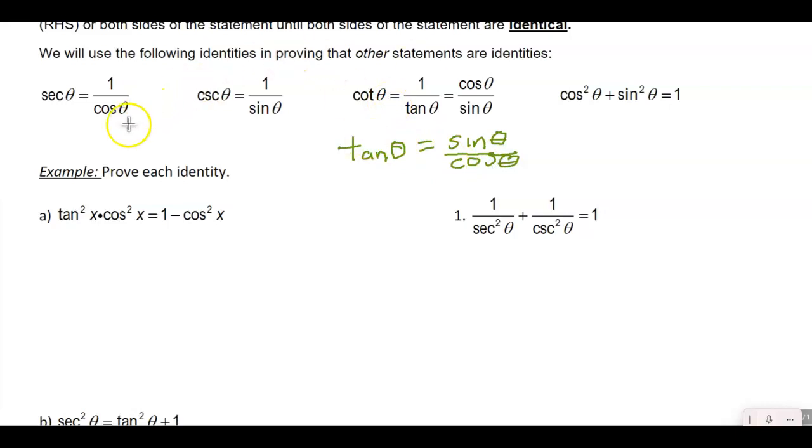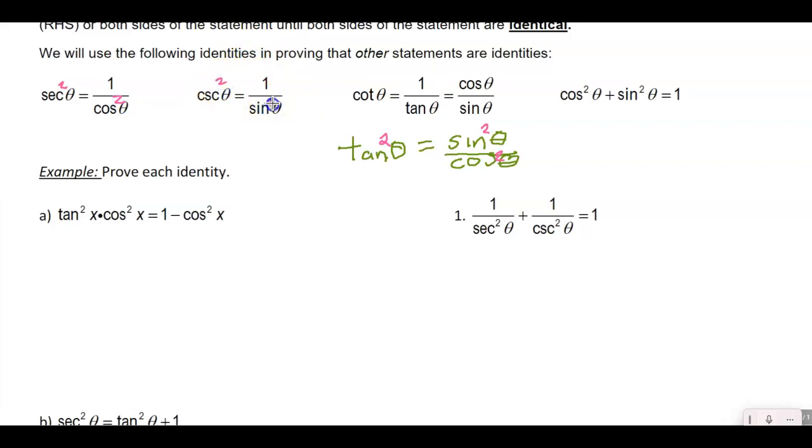Okay? Now, something else that's true is that the square of both sides is true, because this one is tangent squared. So if we square the left-hand side, we get tangent squared. That's the same as sine squared over cosine squared. The same thing for all of these. Secant is 1 over cosine. Well, secant squared is 1 over cosine squared.